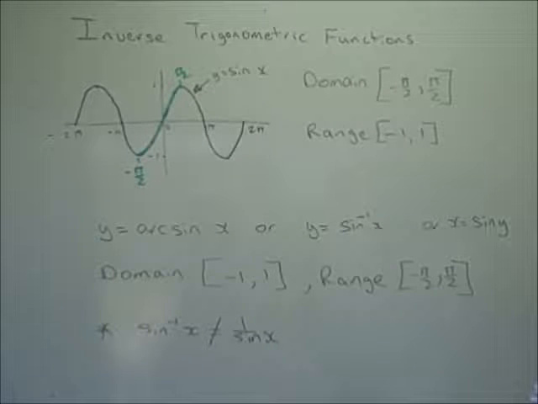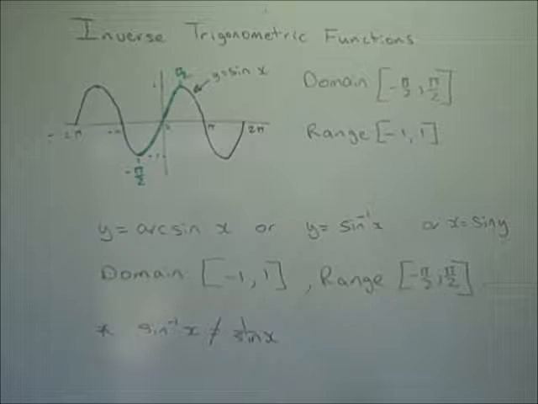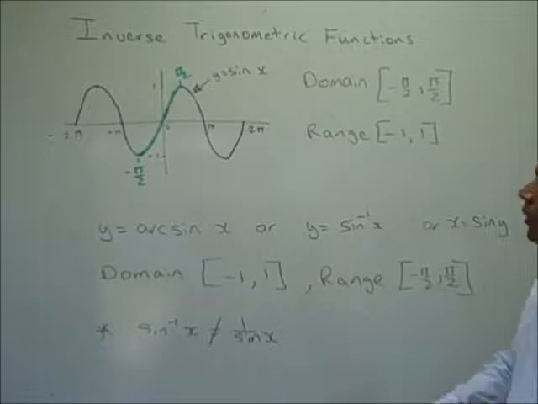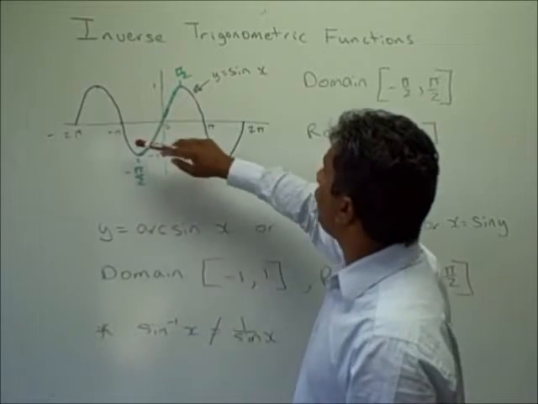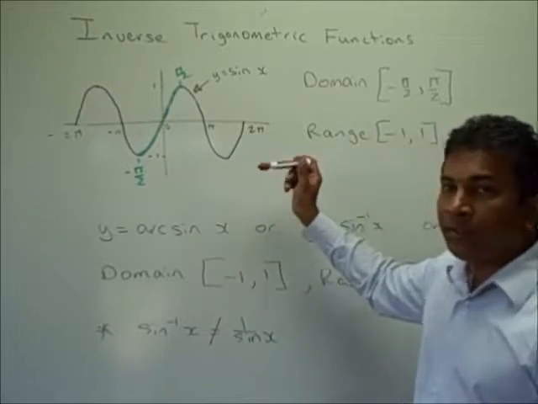In this section, we'll be looking at inverse trigonometric functions. We know that a function can only have an inverse if it passes the horizontal line test. Here we have the graph of y is equal to sine x, showing us two periods.